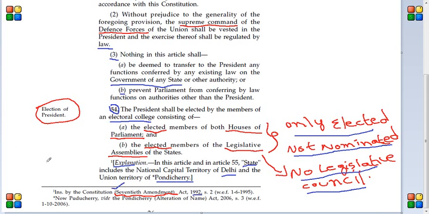So basically the thing we have to know is that the president is elected by the elected members of parliament and legislative assemblies indirectly. That means people of the country don't elect the president directly, but indirectly through this electoral college comprising these members.